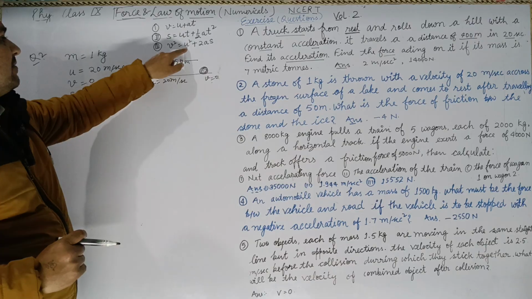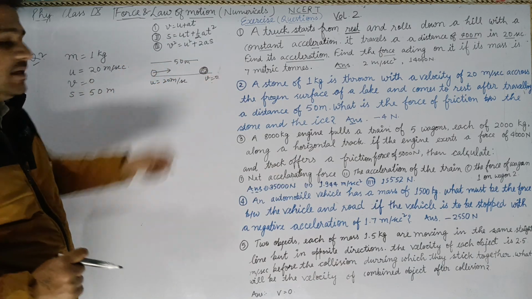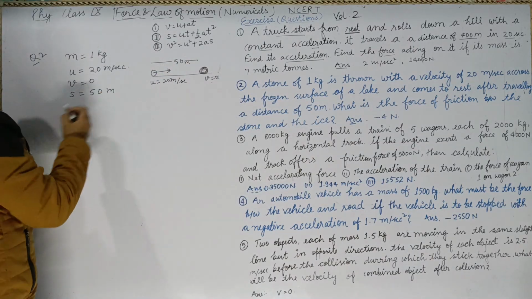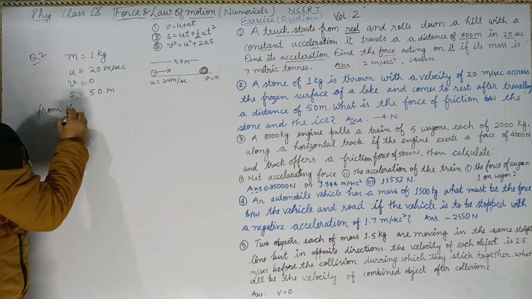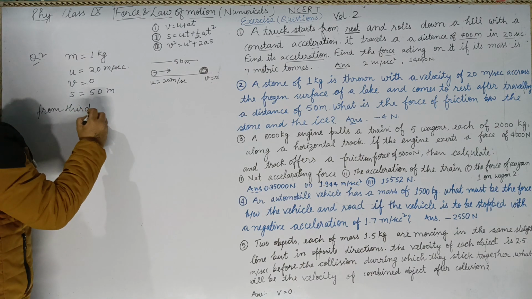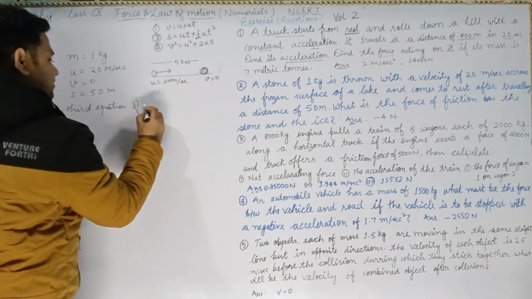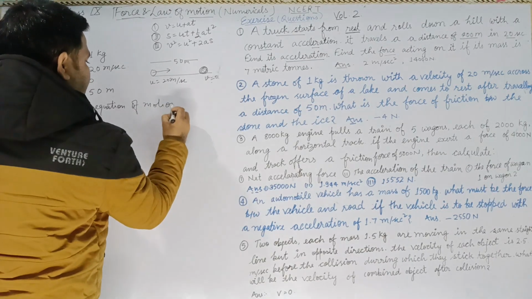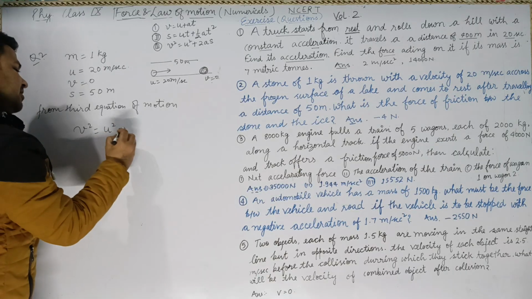Final velocity, initial velocity, and this distance are also given here. So we use the third equation of motion: v square equals u square plus 2as.